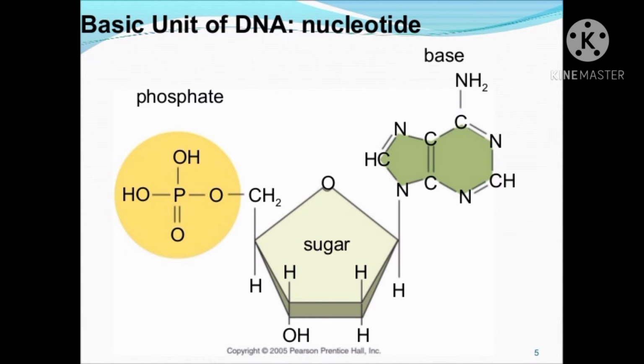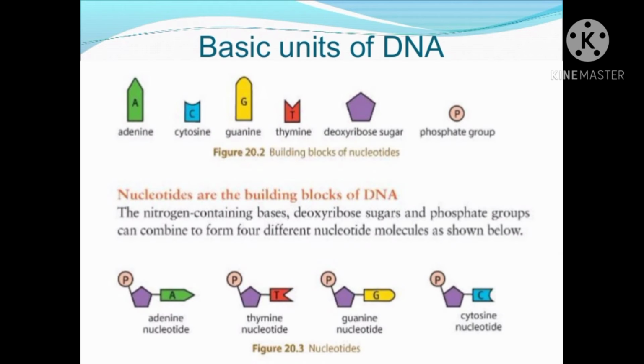To understand how information is stored in DNA, we first need to know the basic units that make up its structure. The basic unit of DNA is called a nucleotide. Each nucleotide, which is shown here in the picture, is made up of a sugar called deoxyribose. In the center, we have a deoxyribose sugar, a phosphate group, and a nitrogen containing base.